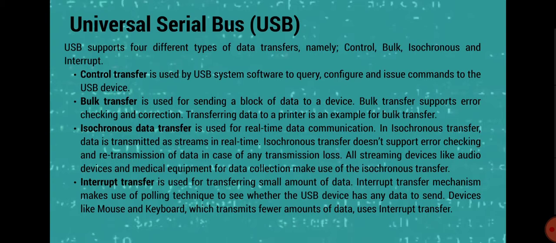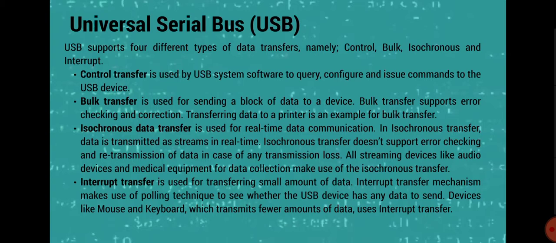Isochronous data transfer is used for real-time data communication. In isochronous transfer, data is transmitted as a stream in real time. Isochronous transfer doesn't support error checking and retransmission of data in case of any transmission loss. All streaming devices like audio devices and medical equipment for data collection make use of the isochronous transfer.